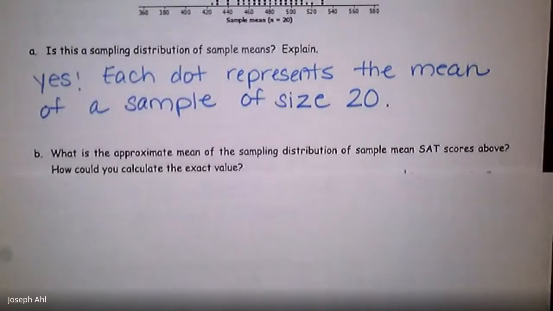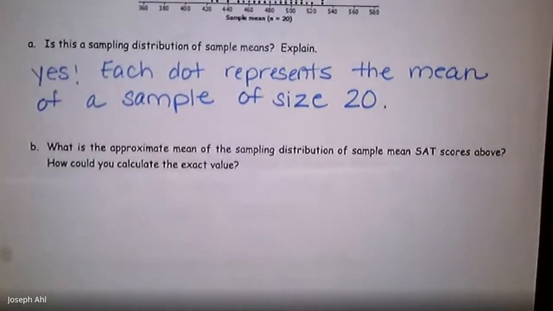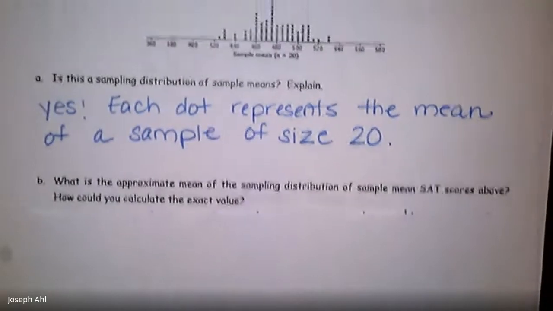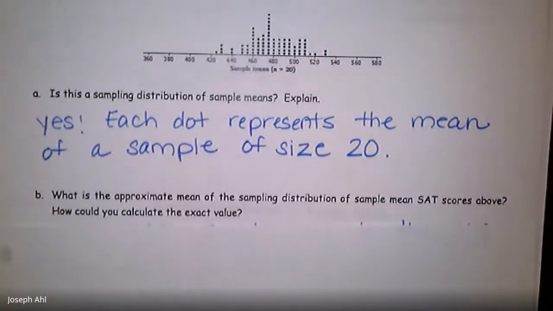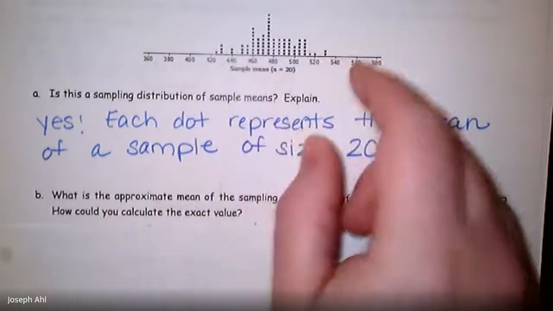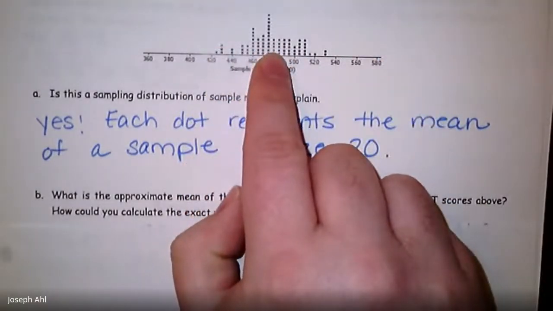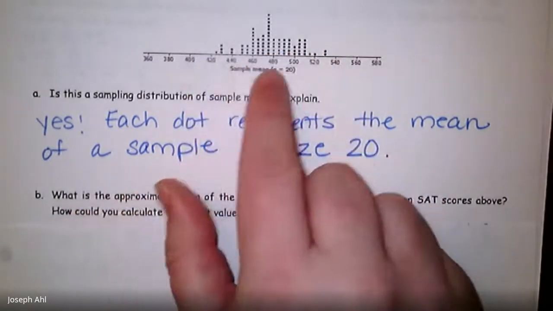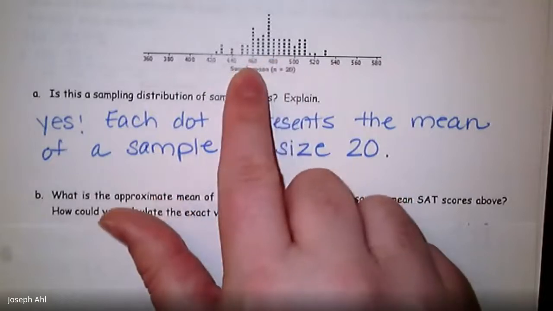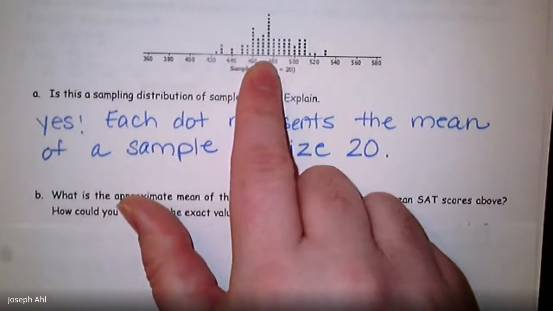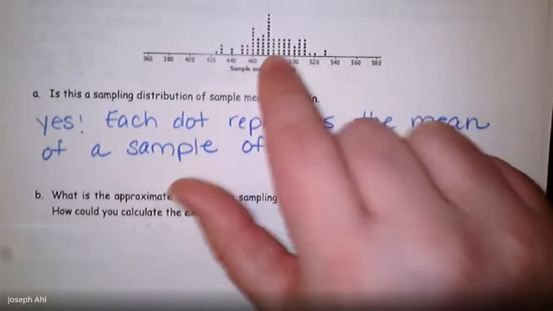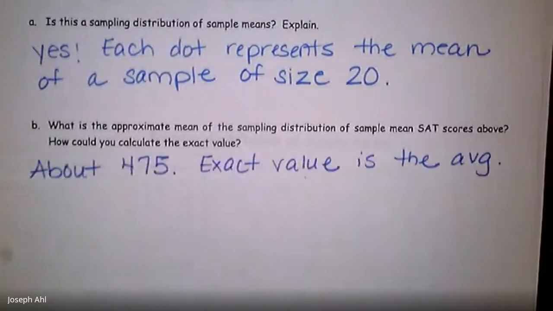Okay. Part B, what is the approximate mean of the sampling distribution of sample mean SAT scores? How could you calculate that exact value? Looking at this, if we're looking at an average, it's hopefully going to be pretty close to the center of this dot plot based on how that spread looks. It looks like it's probably somewhere between 460 and 480. There's probably a few answers that I'd accept there, but based on the largest number of dots being pretty close to 480, the approximation that I came up with is 475.